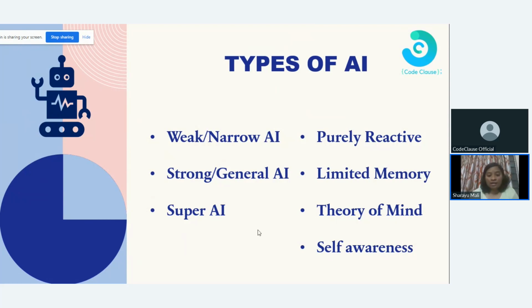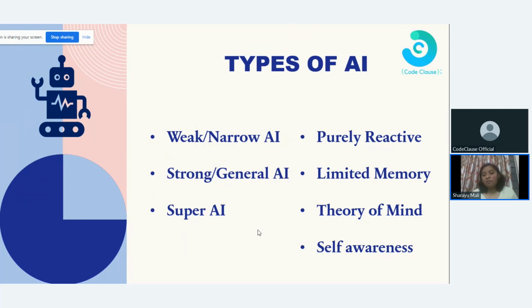Super AI is a type of very advanced AI that can give solutions that surpass human intelligence. This is also hypothetical. It has not yet been developed, but it's a hypothetical concept.